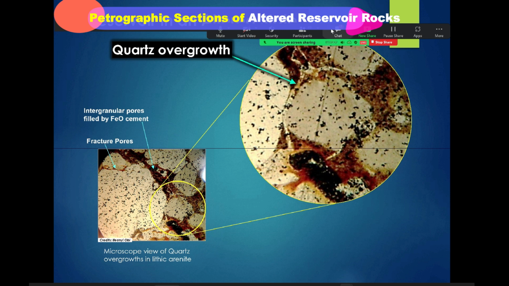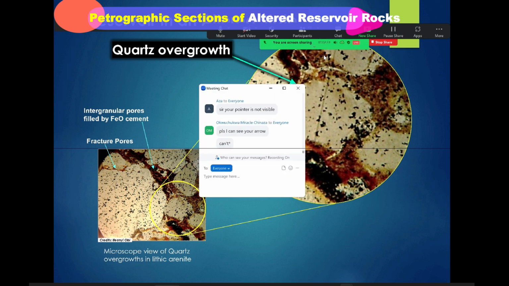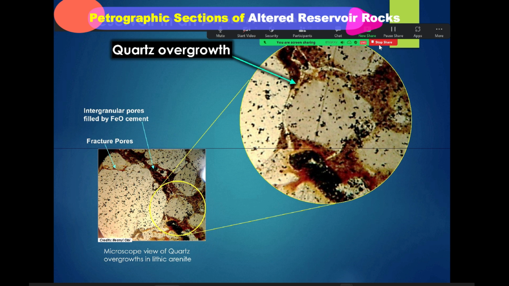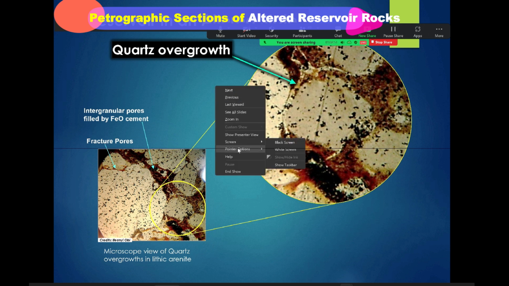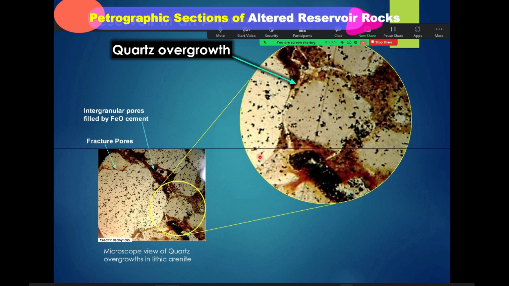Sorry to cut you short. We would like you to just put on your cursor. We can't see your cursor, sir. Okay, let me see. Pointer option. Let me use a laser. Can you see it now? Can you see a laser? Yes. All right, great. Thank you, sir, thank you for mentioning that.